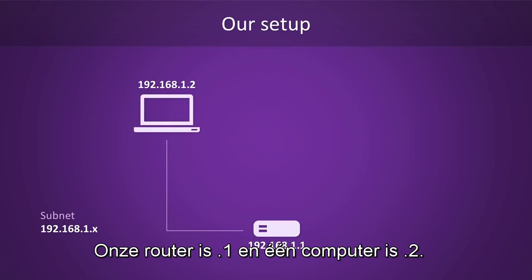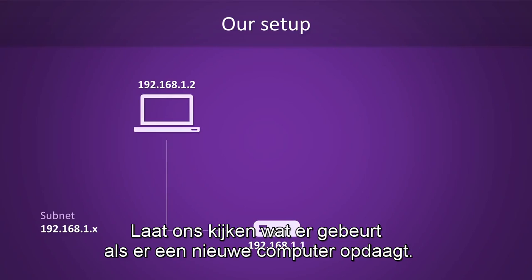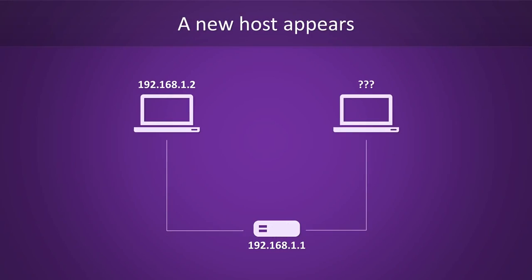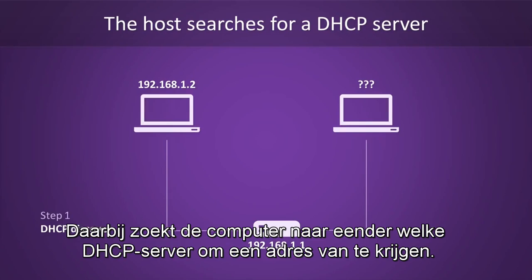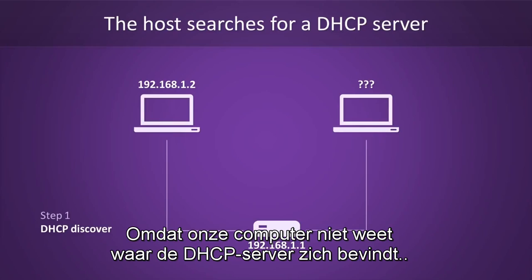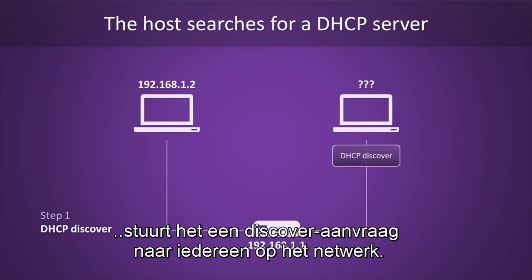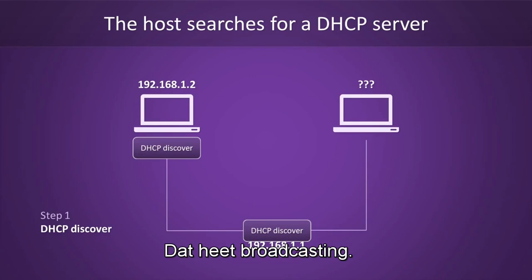Here's our trusty old network again. We have a router set up at .1 and we have a host set up at .2. Let's consider what happens when a new host appears. Step 1 of the process is the DHCP discover step. This is where the host searches for any available DHCP servers to get an address from. Since the host does not know where our DHCP server is, it will just send out a discover request to everyone on the network. This is called broadcasting.